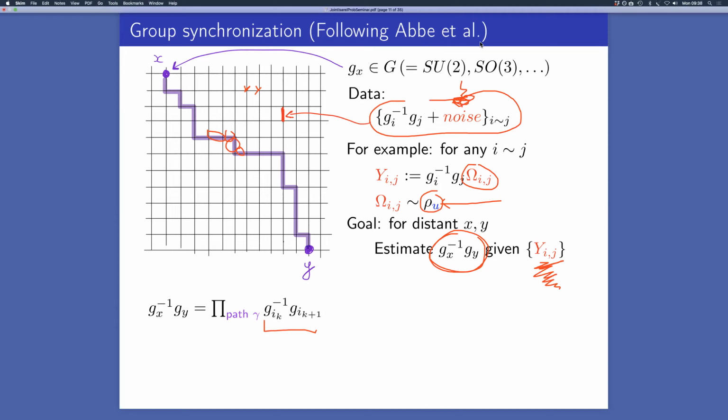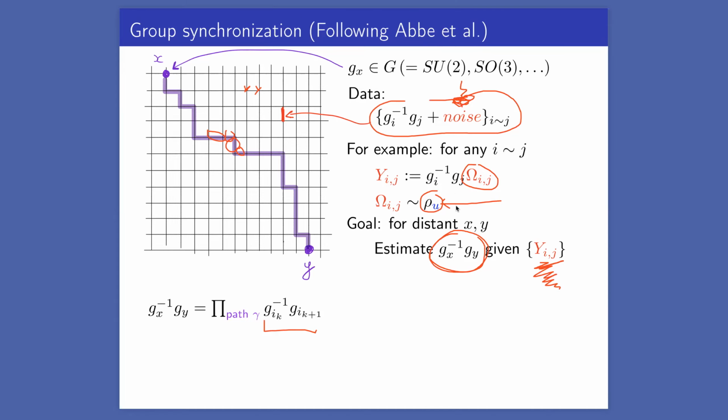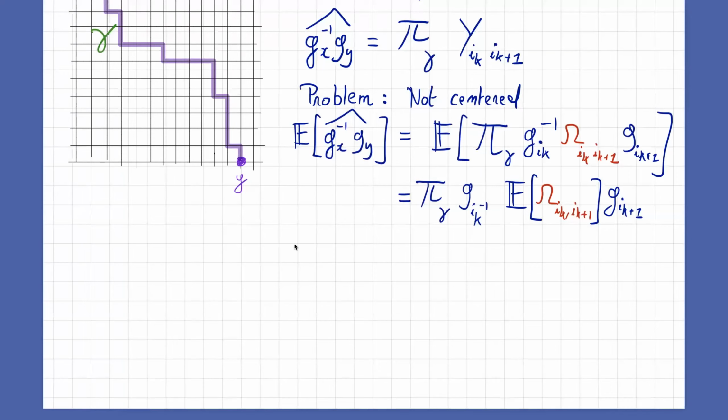And the theorem that Abbe et al. have proven is that when the noise is low enough and when the dimension d is greater or equal to 3, then you can recover efficiently, uniformly in the distance between x and y, the mutual orientation between the camera at x and the camera at y. And if the noise is too high, then this side is easier. You cannot recover anything. Okay, so in the next few slides, I will give you the main steps of their proof, and I will go very slowly.